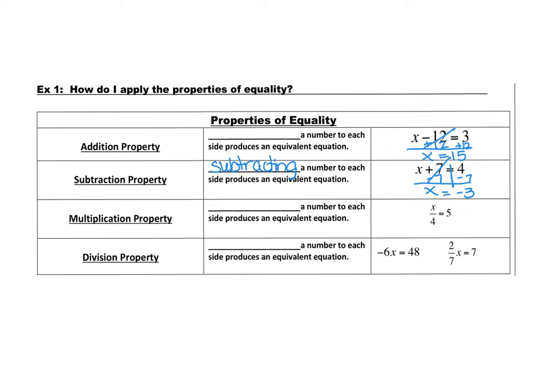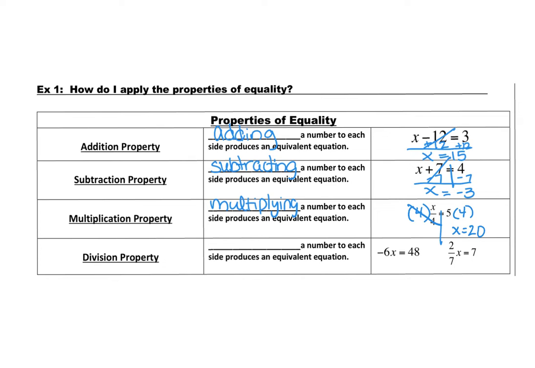The multiplication property states that multiplying a number to each side produces an equivalent equation. So let's take a look at this one. What is that 4 doing to that x? Well, the 4 is dividing it, and in order to undo division, we do the opposite, which is to multiply. So we're going to multiply by 4 on both sides, canceling this out, and we would have x is equal to 20.